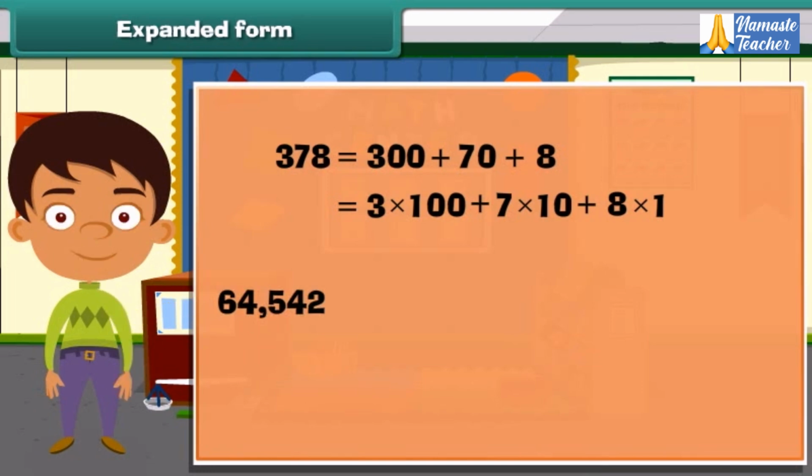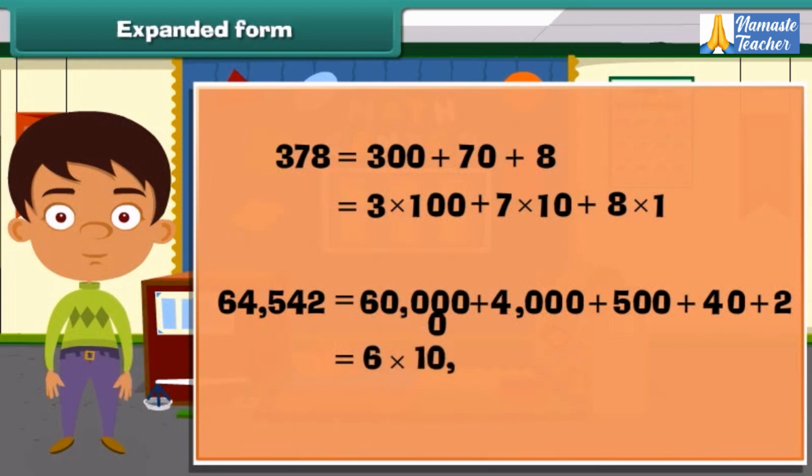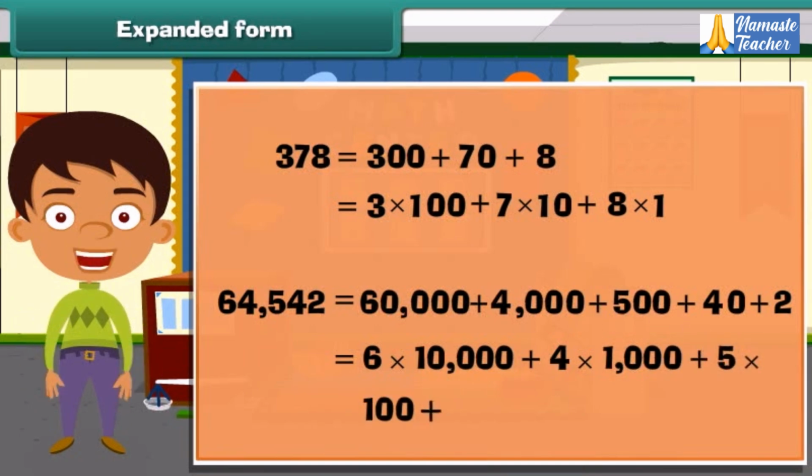Now let us write 64,542 in the expanded form. 64,542 is equal to 60,000 plus 4,000 plus 500 plus 40 plus 2 is equal to 6 into 10,000 plus 4 into 1,000 plus 5 into 100 plus 4 into 10 plus 2 into 1.